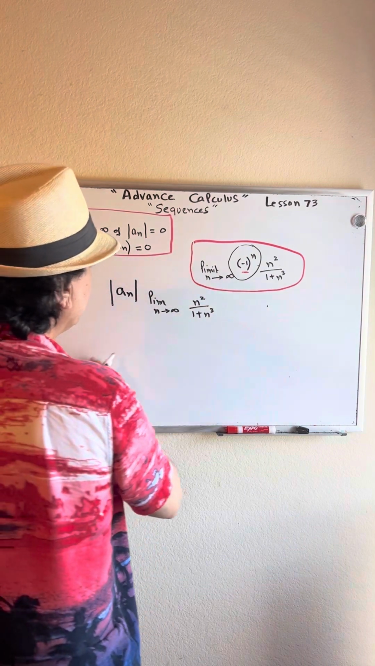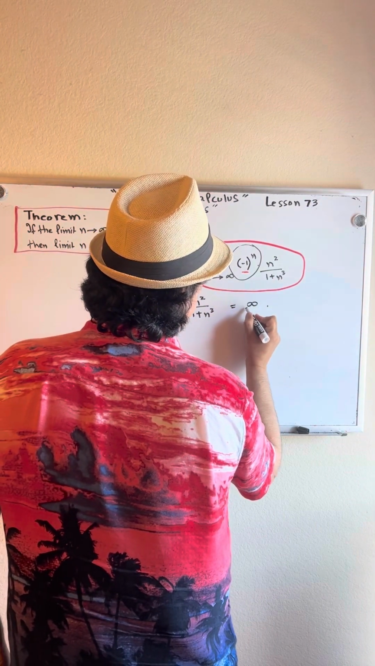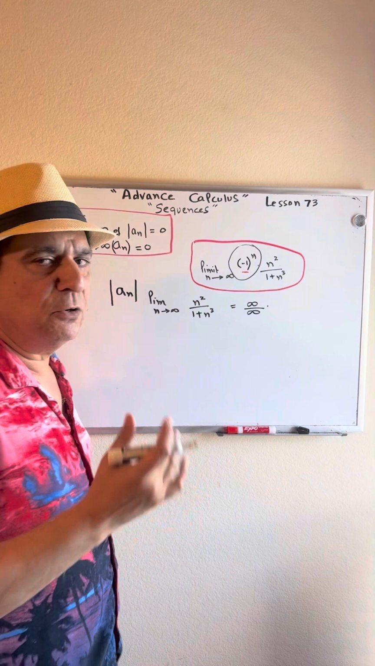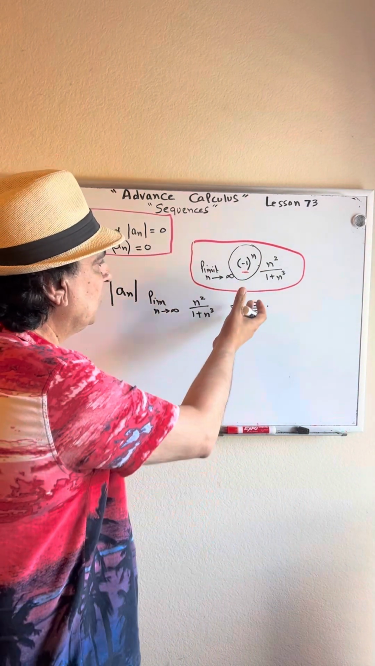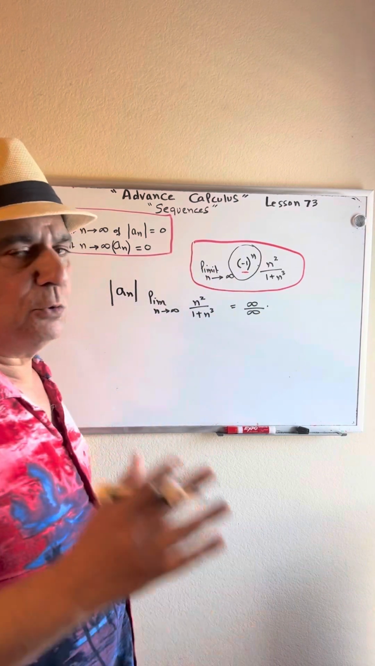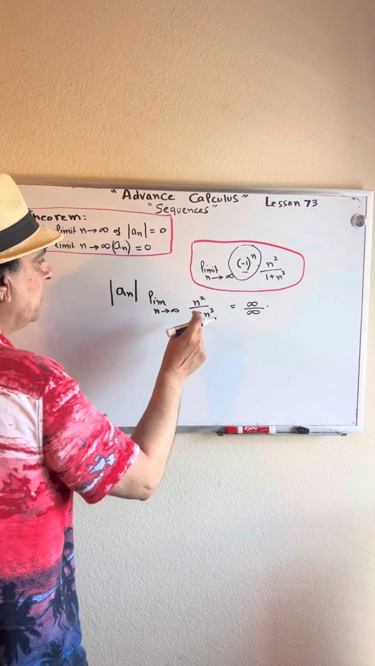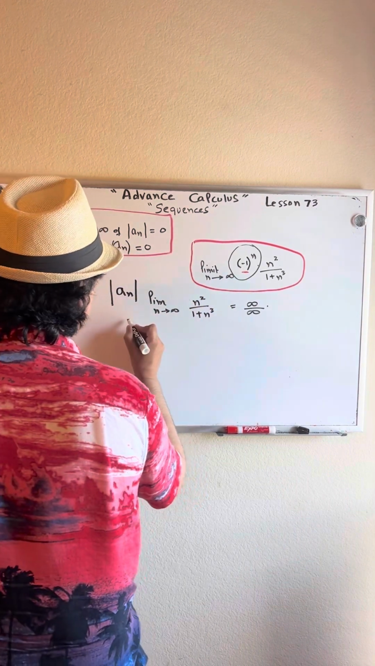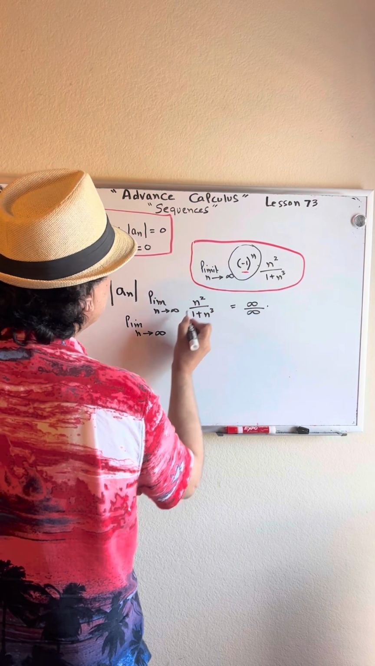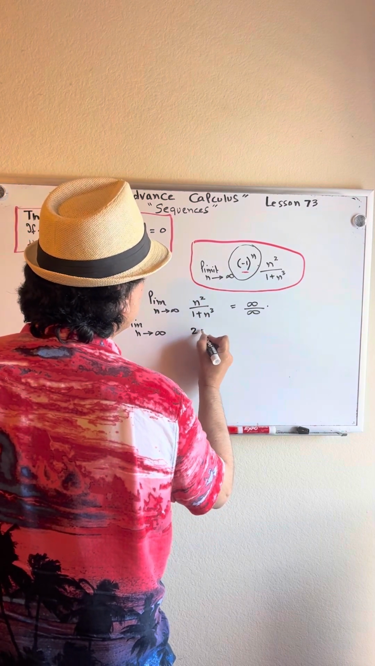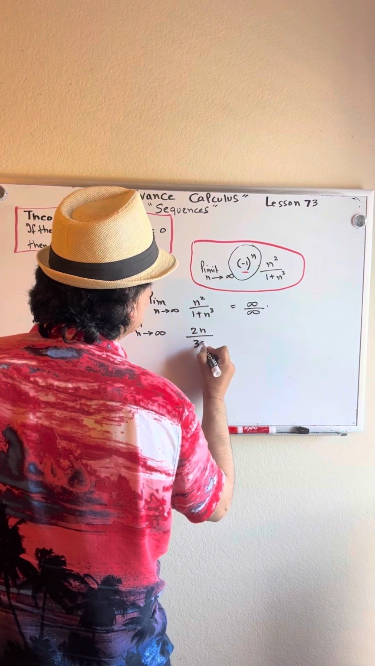Now what we've got to do is put the value of infinity in here. When I do that, I get infinity over infinity. Right away I know that I've got to apply L'Hopital's rule to find the answer, because this is infinity over infinity. So I take the first derivative of the numerator and the first derivative of the denominator. Limit as n goes to infinity, the derivative of n squared is 2n, and the derivative of 1 plus n cubed is 3n squared.